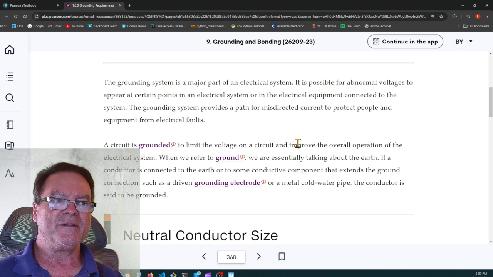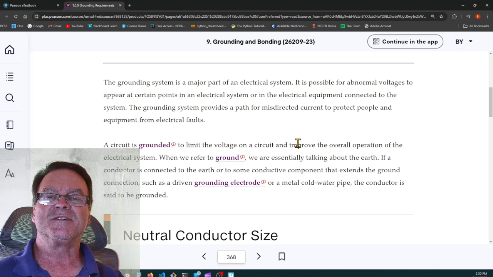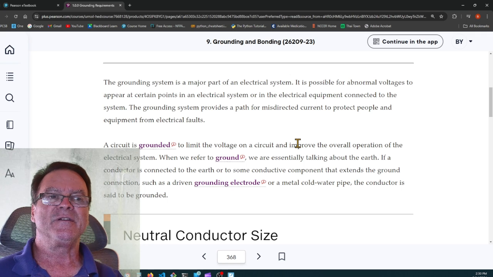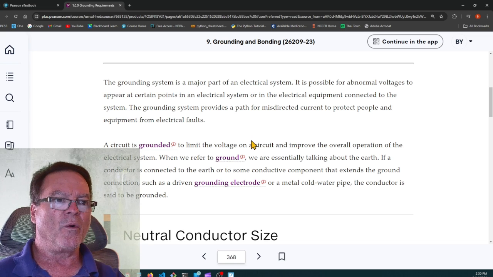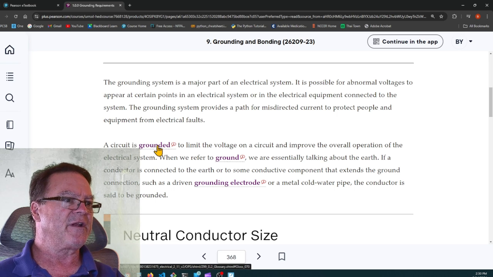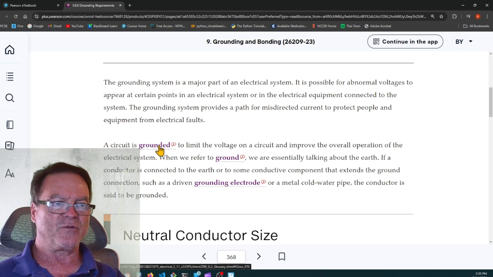Grounding and bonding is one of the most important sections of the National Electrical Code. You can look at the size of it. It's the largest article in the National Electrical Code, so it's very important. It says a circuit is grounded to limit the voltage on a circuit and improve the overall operation of the electrical system.